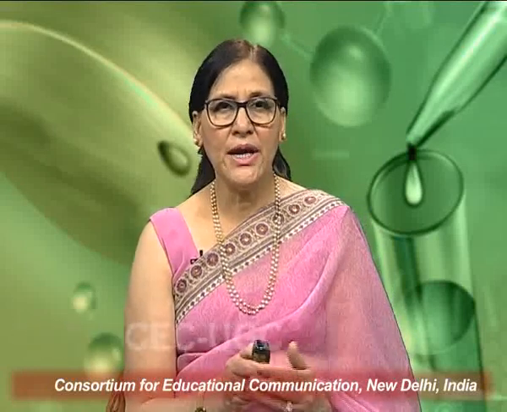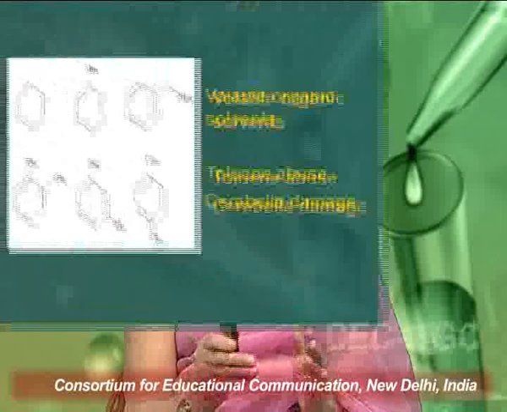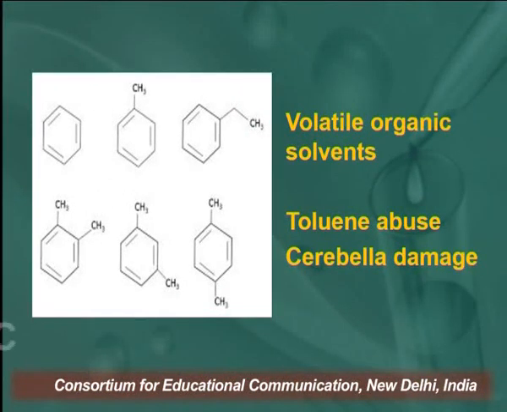On your screen you can see these organic solvents, which are products and substituents of toluene. If any person has maximum exposure to toluene, we call this toluene abuse, and there can be a possibility of cerebellar damage. So, we can say conventional solvents are a great risk for our health, especially at the workplace where people use these conventional organic solvents.